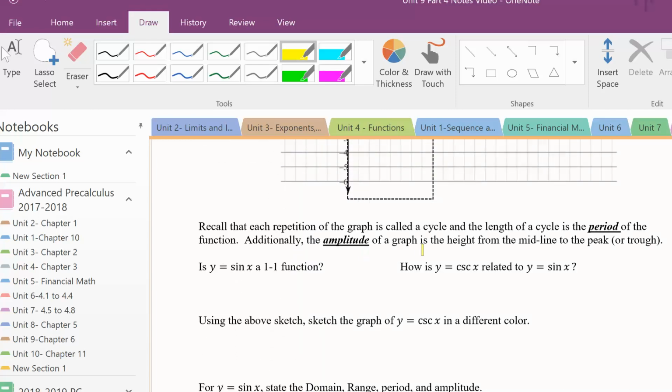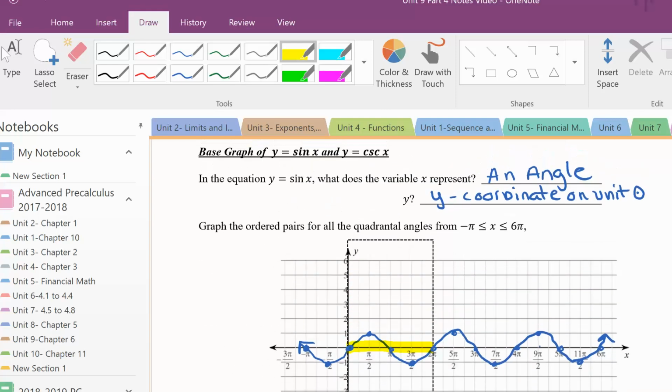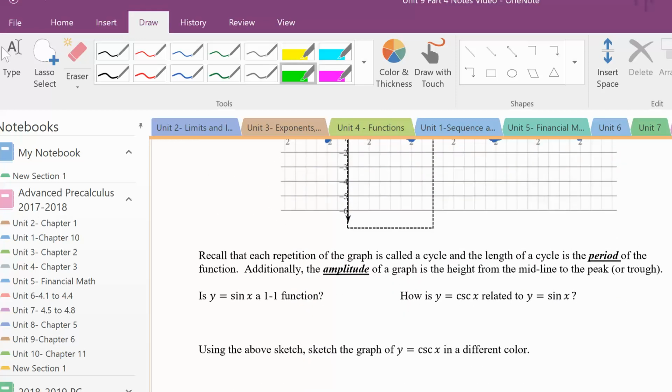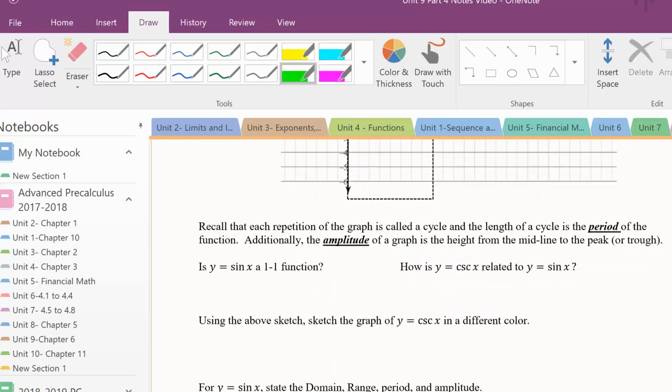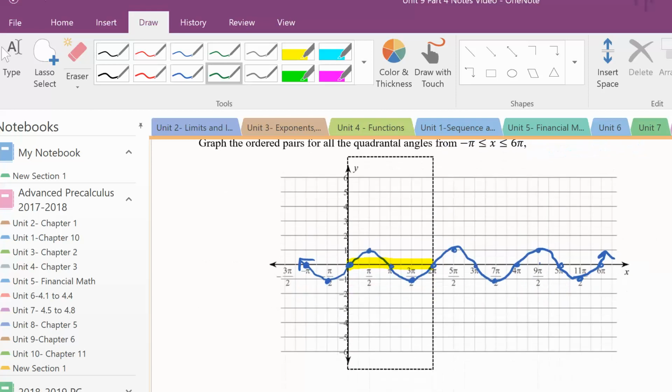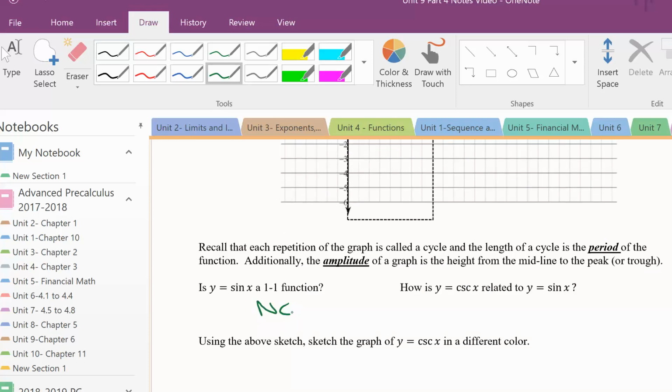Additionally, the amplitude is the height from the midline to the peak or the valley. So notice the midline is right here. That's the x-axis, right? So notice it goes up to 1 and down to 1. So notice the amplitude for the sine function is 1. So if you look at the graph, is the sine function 1 to 1? Well, remember, to tell if a function is 1 to 1, you do the horizontal line test. And notice it does not pass the horizontal line test.